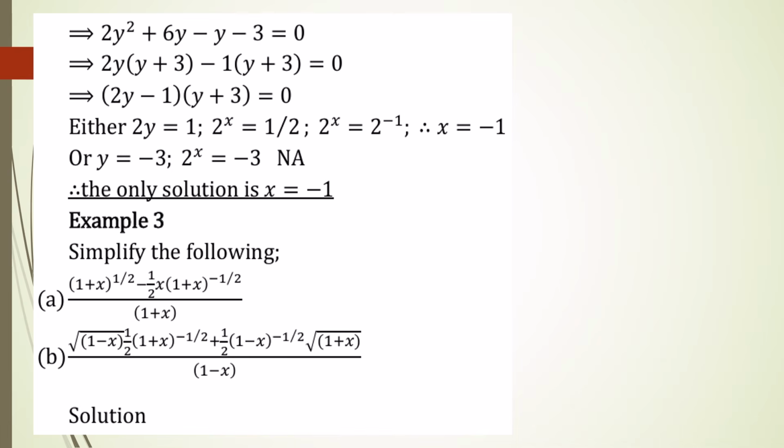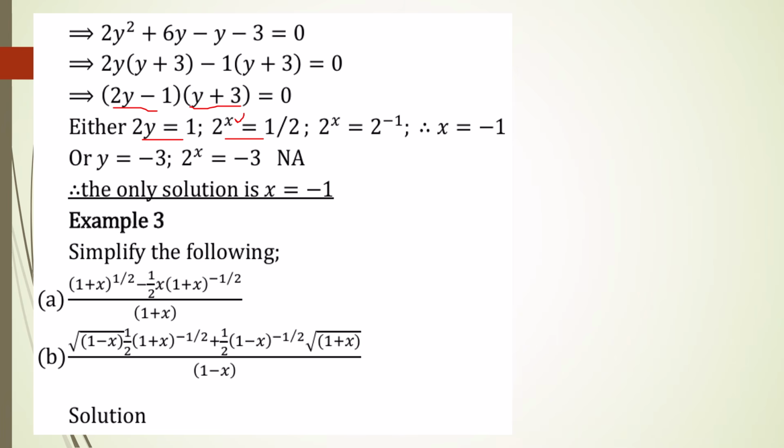So factorizing the quadratic, we are going to end up with bracket of 2 minus y into bracket of y plus 3 to be equal to 0. So either 2y is going to be equal to 1 or 2 power x is going to be equal to, if you make y the subject, you're going to get y to be equal to a half. So you substitute back for the value of y, which is 2x. So 2x is going to be equal to a half.